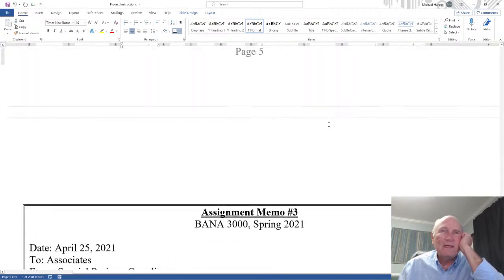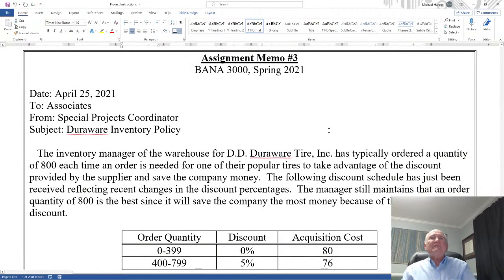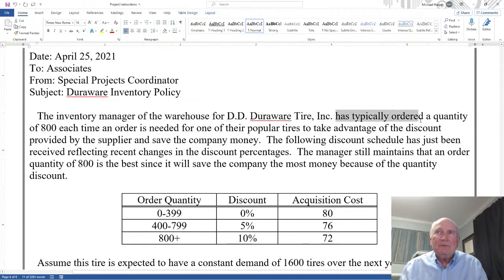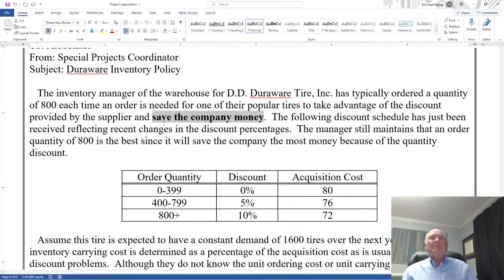Okay. Now the third one is an inventory. The inventory manager of a warehouse for DD Duraround Tire, it's a tire company, has typically ordered a quantity of 800 each time an order is needed for one of their popular tires to take advantage of the discount provided by the supplier and save the company money. Okay, save the company money. That's key right there.